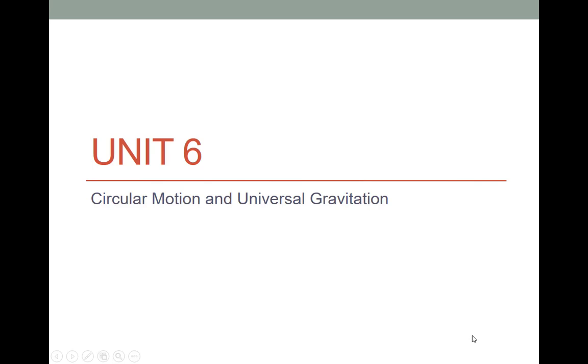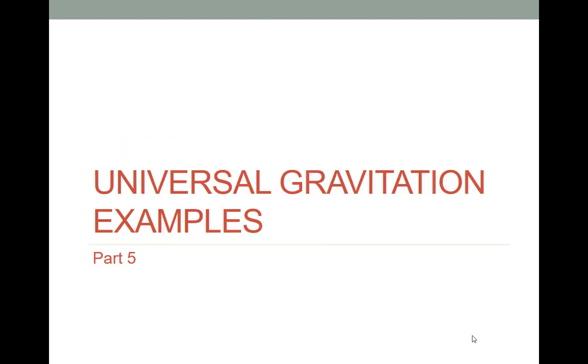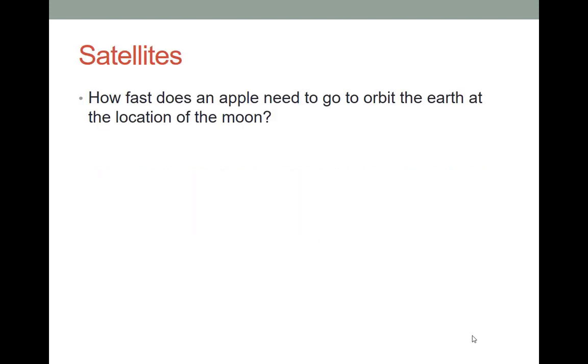Hello and welcome back to Unit 6 on circular motion and universal gravitation. In this part, we're going to look at examples using the law of universal gravitation. In the first example, we're going to consider the question, how fast does an apple need to go in order to orbit the Earth at the location of the moon, or basically at the same distance from the Earth as the moon?